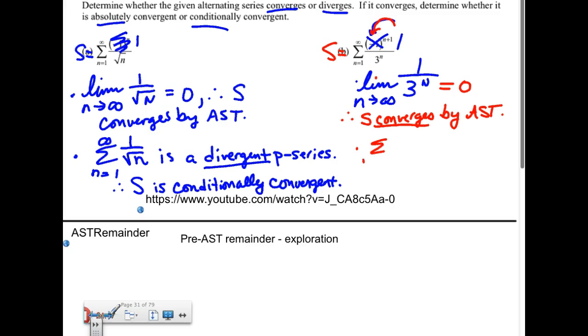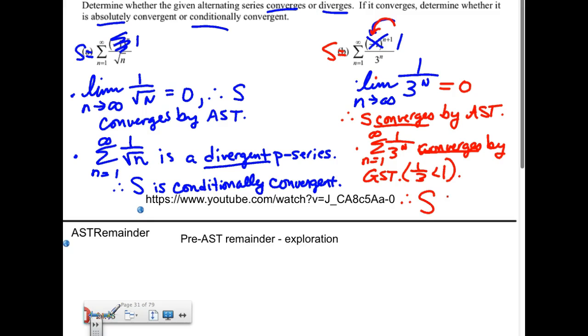So now I look at the series in the absence of the alternator, and it still converges, okay? Which converges by the geometric series test. 1/3 is less than 1. So because it converges on its own and doesn't even need the alternator, we would say therefore S is absolutely convergent.